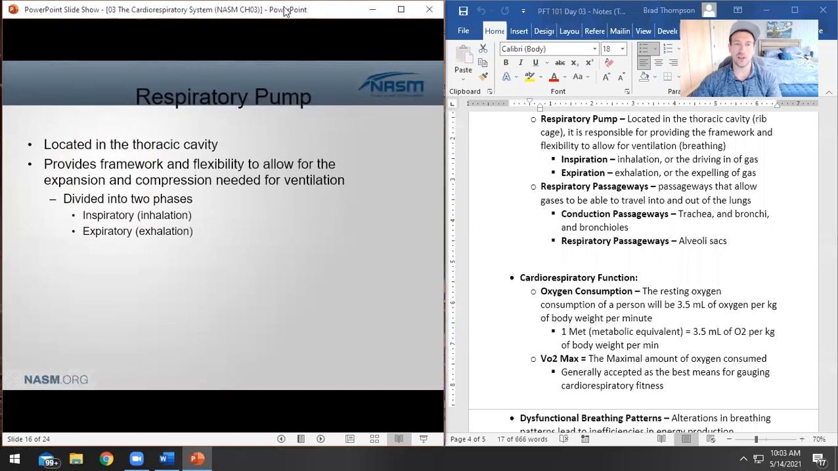If we look at what your respiratory pump is, it's located in your thoracic cavity, it's your rib cage. It's responsible for providing a framework and flexibility that allows for ventilation. It is actually the muscles and framework that allow your lungs to contract and expand. And that's a very important thing, because when your lungs contract, when they push down like this, that creates so much pressure inside your lungs that there is more pressure in your chest cavity than there is pressure in the atmosphere.